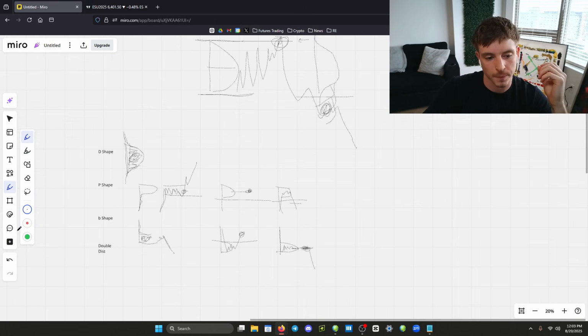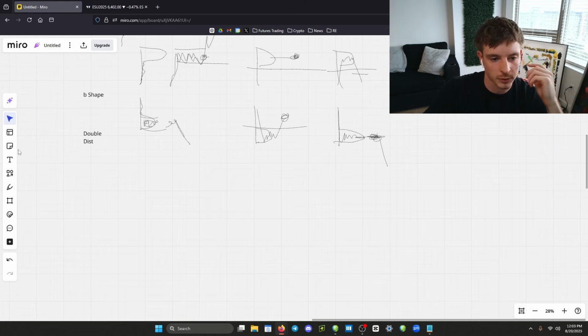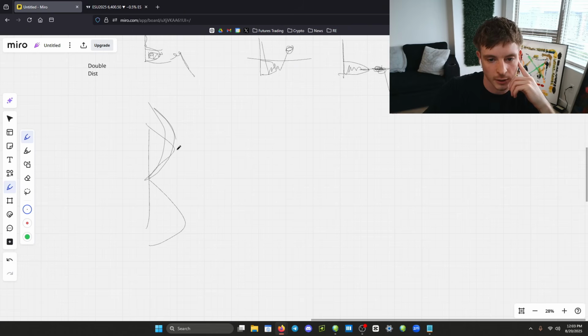The final shape of the profile that we have is a double distribution, or even sometimes you're going to see a triple distribution. And what this looks like is, just imagine these are the same size right here. Let's just imagine it looks like two mountains.